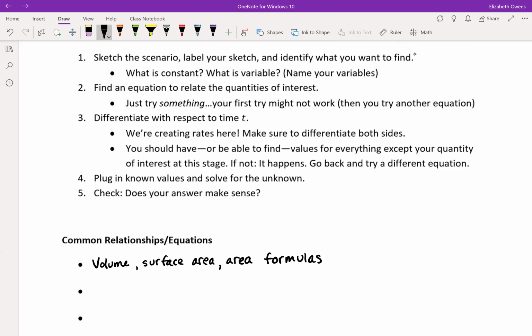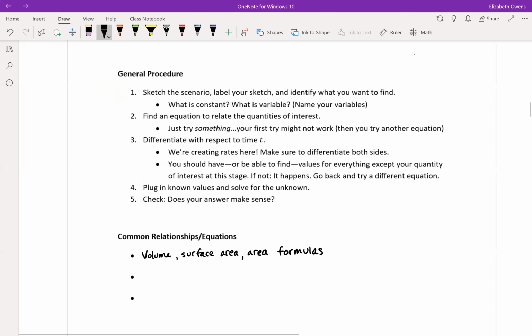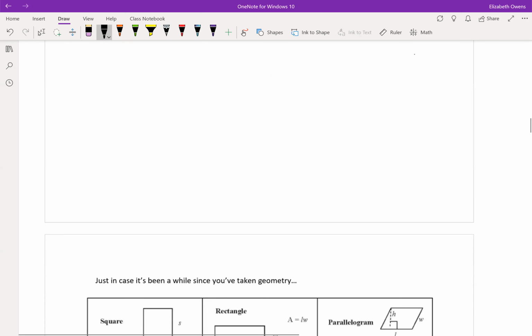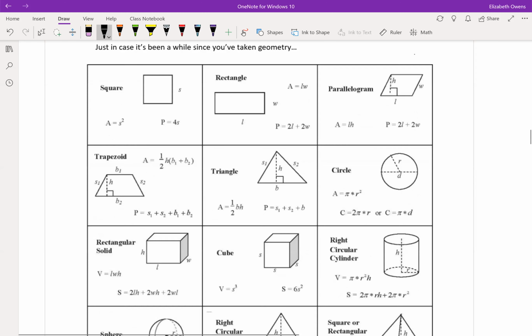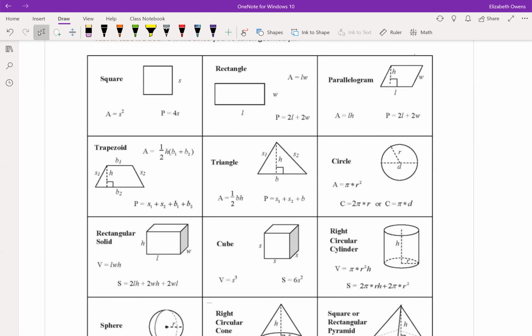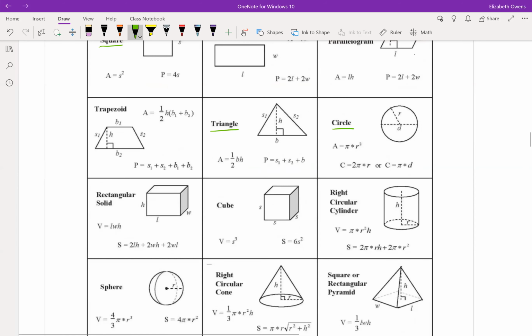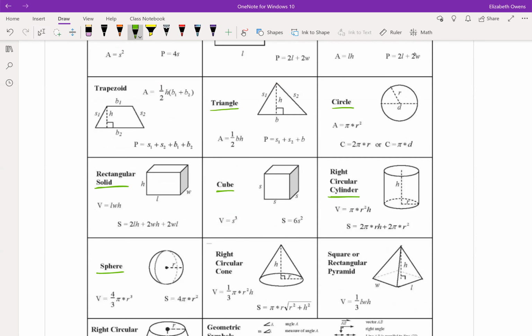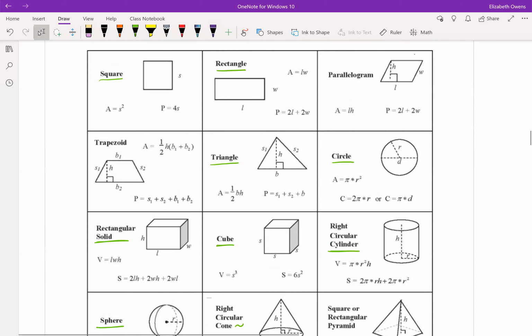and volumes. And again, if you need to refresh those for some common shapes, on the next page here, there's some reminders. Some of the ones that we see most often, by the way, would be your squares, rectangles, triangles, circles. And then I'd say rectangular solids and cubes, cylinders, spheres. Occasionally you might see a cone.